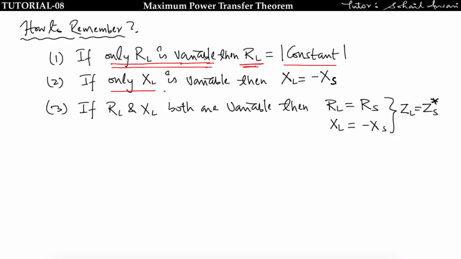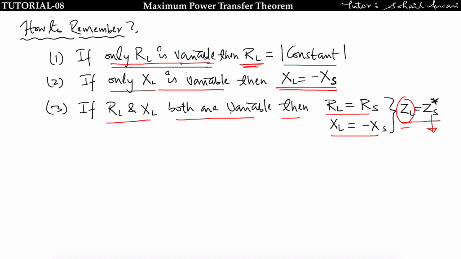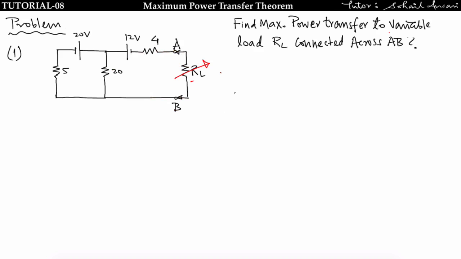If only XL is variable, then we get XL is equal to minus XS. Got it? And if RL and XL both are variable, then in this case RL is equal to RS and XL is equal to minus of XS. Overall, the conjugate of the series impedance will be the load impedance. So remember this short trick. Now take one problem. In this problem, we have to find the maximum power transfer to a variable load RL connected across AB. First, the load is variable and we have to find the maximum power transfer to this load.